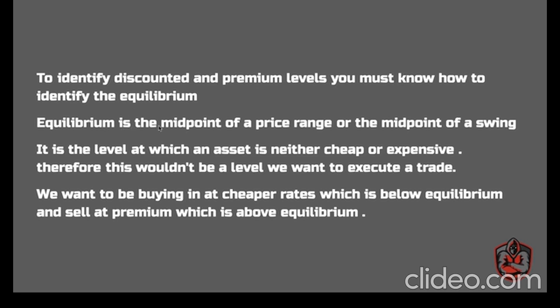Equilibrium is the midpoint of a price range, or the midpoint of a swing. It is the level at which an asset is neither cheap nor expensive. Therefore, this wouldn't be an ideal level we want to execute a trade off. We want to be buying at a cheaper rate, which is below the equilibrium, and sell at a premium, which is above the equilibrium.